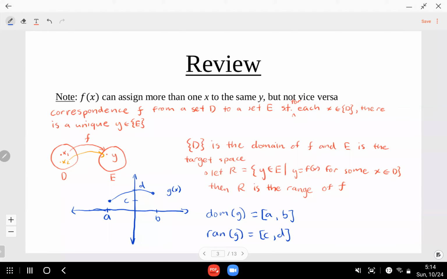Then from this you can infer that the domain is all the X values and the range is all the Y values. So that is the domain and the range.